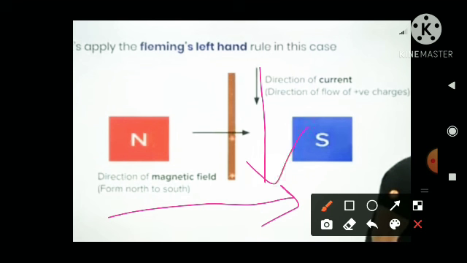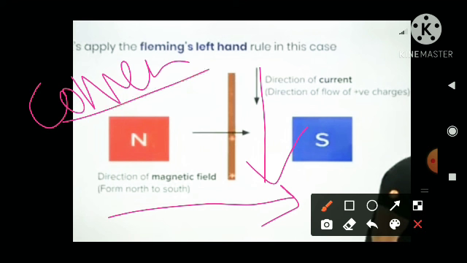Why do they use positive charge? We know that electric current is actually a flow of negative charge, but this is conventional. We only use the conventional flow of current, that is positive charge. We don't use the actual flow of current, that is negative. We only use the direction of flow of positive charges, which is conventional.